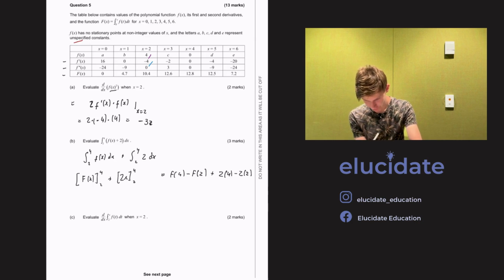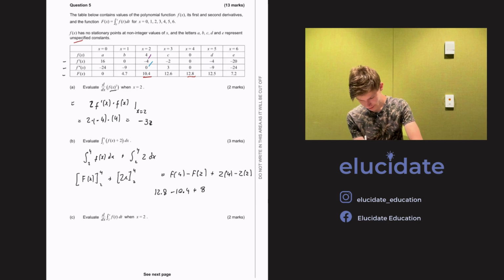So we know that F of 4, we have got that one here. F of 2, we've got that one here. So we're going to end up with 12.8 minus 10.4 plus 8 minus 4. Okay, so we are going to end up with 2.4 plus 4, that's 6.4.